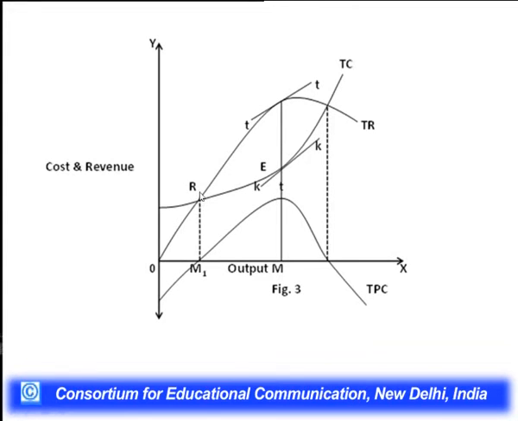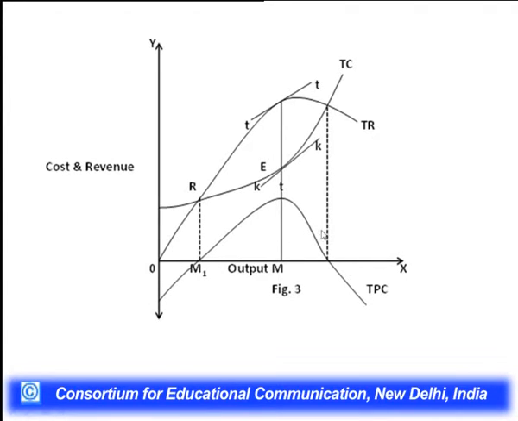and from the output OM1 upward, you find that total revenue is greater than total cost, but we want to see where it is the highest. This point is shown by the tangents drawn, TT and KK, and here the output produced is OM, where the total profit is maximum. Before this output and beyond this output, total profits will go on declining.